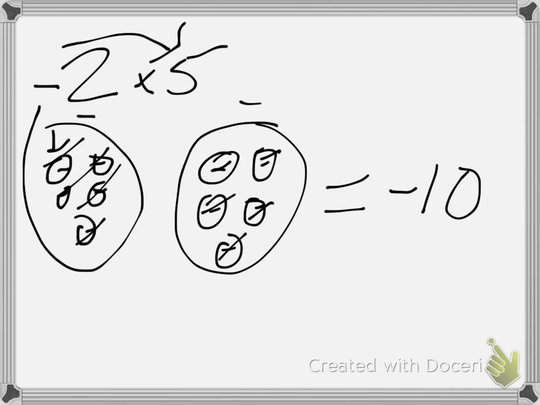Now, it gets even more confusing when we start talking about a negative times a negative, or negative groups of negative numbers. So we're going to use the same numbers. We're going to use negative 2, and we're going to multiply it by negative 5. I'm going to try and talk my way through this a little bit, just to give you a better understanding. So what does this mean?